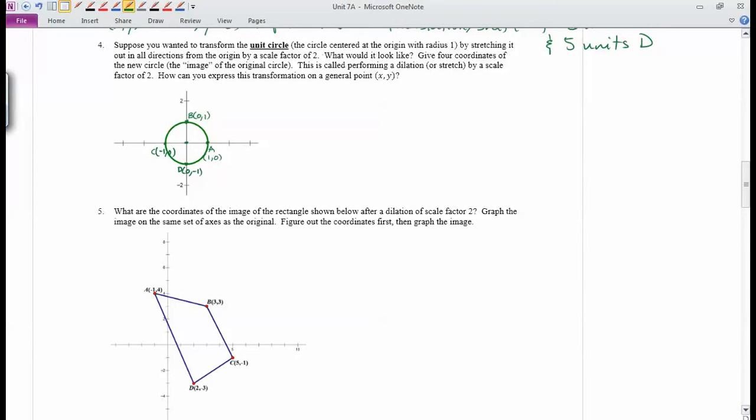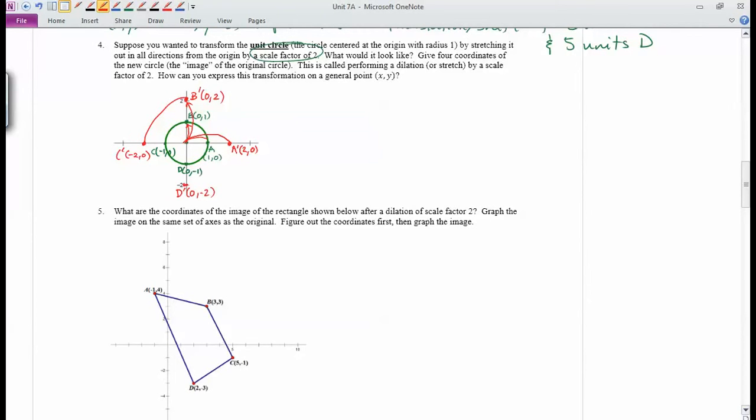So the goal now is to stretch out the circle by a scale factor of 2, stretching it out from the origin. So that means that I'm going to take the circle that I have and stretch it out so that from the origin, the distance to here now gets doubled. So A prime is going to end up at 2, 0. B prime is going to end up at 0, 2. C prime will end up at negative 2, 0. And D prime will end up at 0, negative 2.